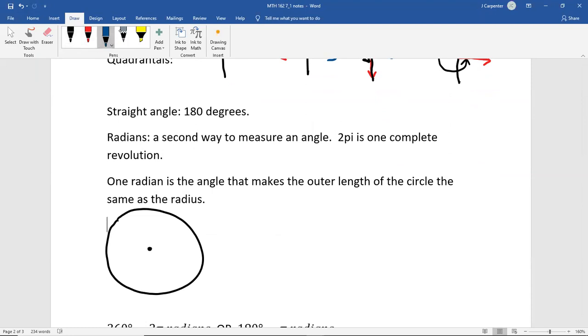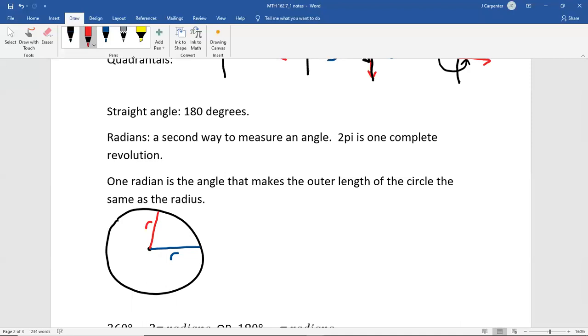And let's have our initial side be here. And I'm going to label that R for the radius. So that's the radius of this circle that I just drew. Then my terminal side, in order to make this happen, it has to be about here. You just got to trust me that it's about here.